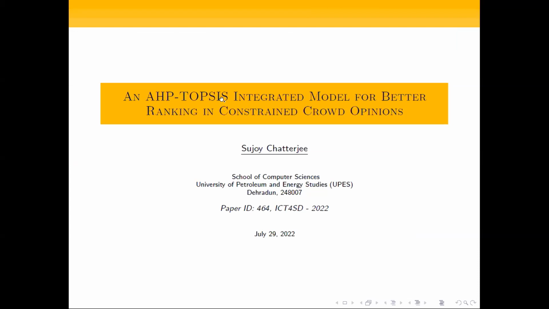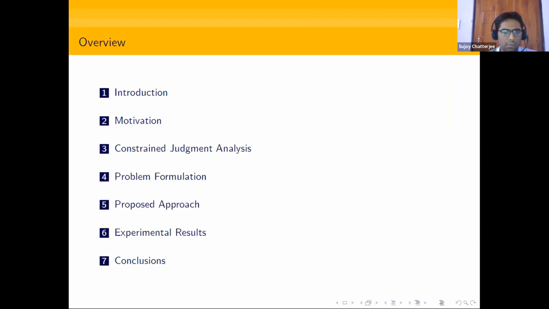Okay. So the paper title is an HP Propsys integrated model for better ranking in constraint crowd opinions. This is the basic overview of my slides. First of all, I will discuss a basic introduction of the crowd judgment analysis model, and then we'll discuss this constraint judgment and how we can find a better ranking from the crowd judgment model. So basically, we proposed a model, and thereafter some experimental results, followed by conclusions.